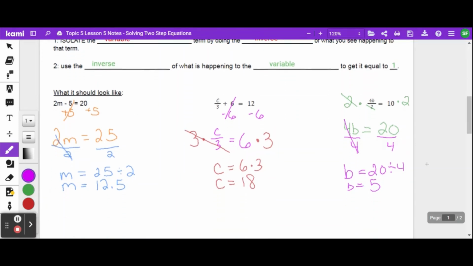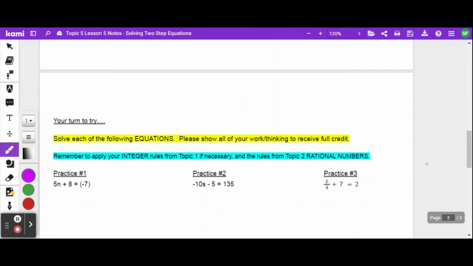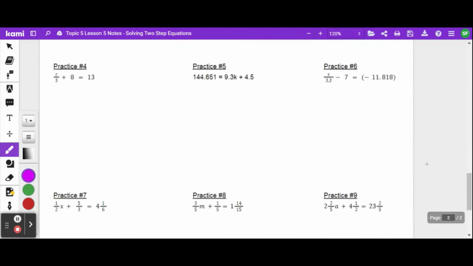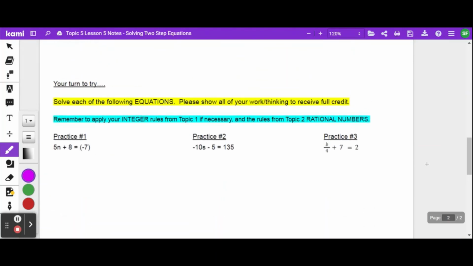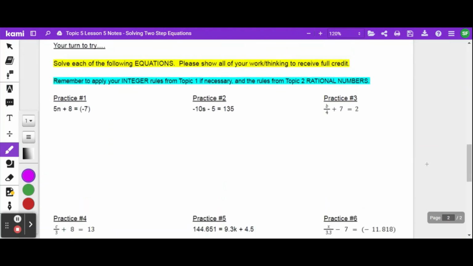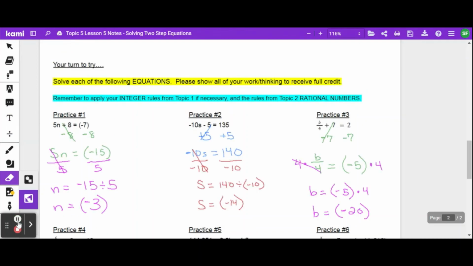All right, we can go ahead and scroll down to the second page and try these 9 practice problems on your own. You can unpause the video when you are done to check your work. Make sure you are applying all of your rules from topic 1 and topic 2 when you're solving the equations. If you have any questions, please make sure you speak up and ask.